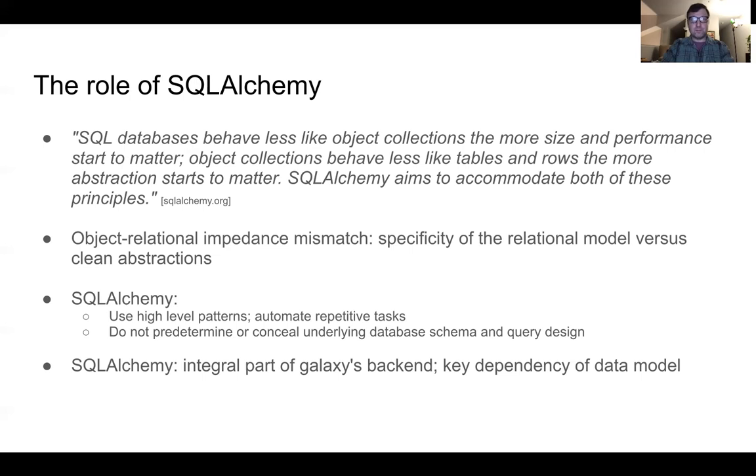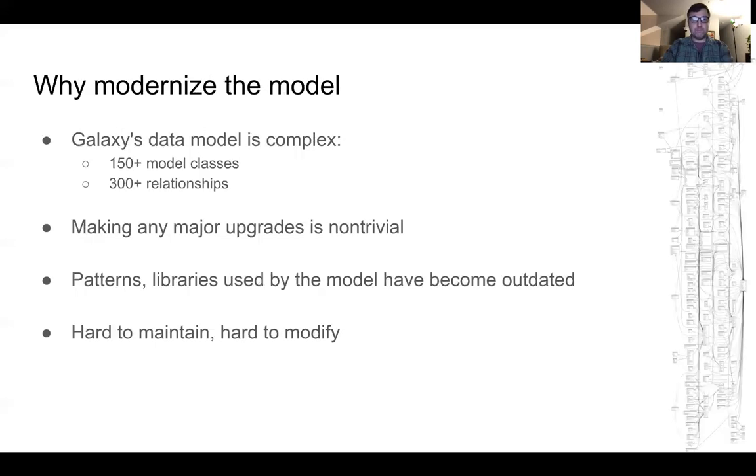We need the specificity of the relational model, yet we also need clean abstractions. SQL Alchemy bridges this gap by using high-level patterns and automating the repetitive tasks in mapping and persisting data, and at the same time, not concealing the underlying database schema and query design, thus exposing relational concepts to the developer. As such, SQL Alchemy is an integral part of Galaxy's backend.